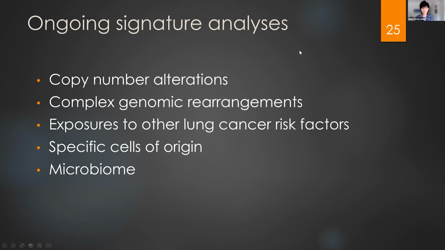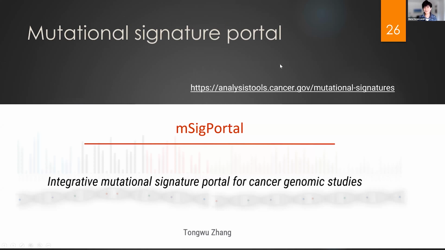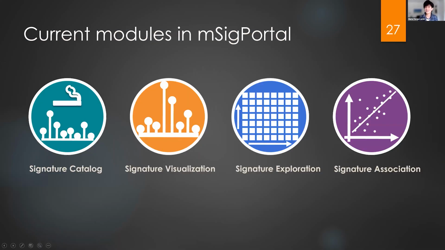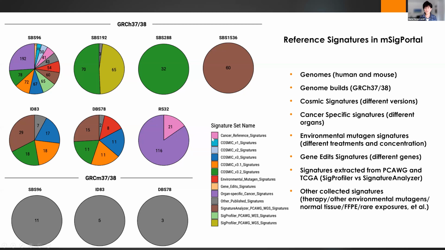Now, in the last couple of minutes, I just wanted to report on an effort that we're making, and particularly Tongwu Zhang in our team, to create a sort of portal or repository for mutational signatures, the MSIG portal, that we hope to be able to launch in the next few weeks. And currently, this portal includes 4 modules: catalog, visualization, exploration, and signature association.